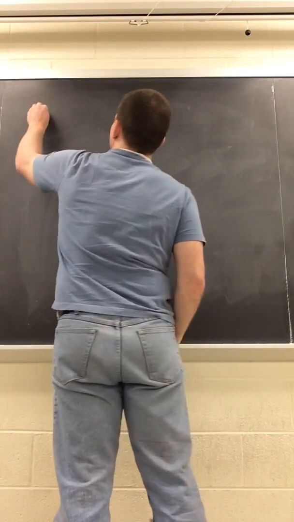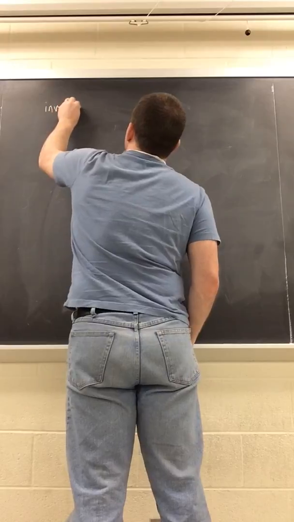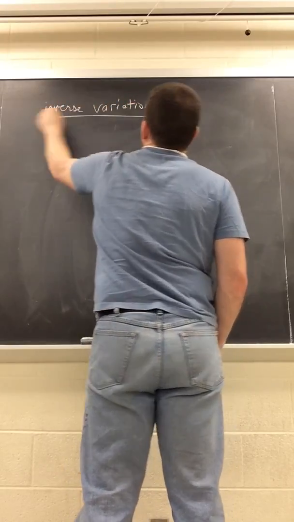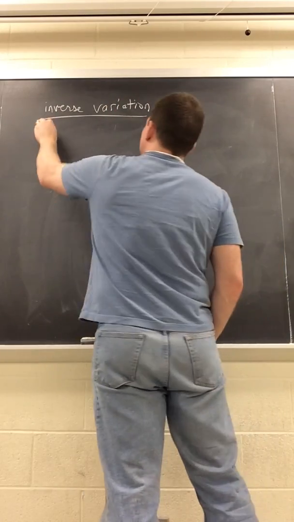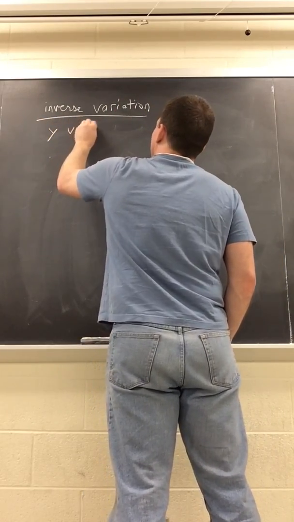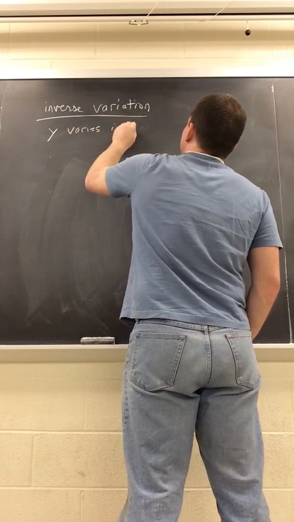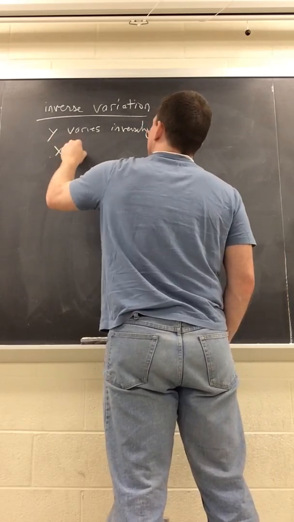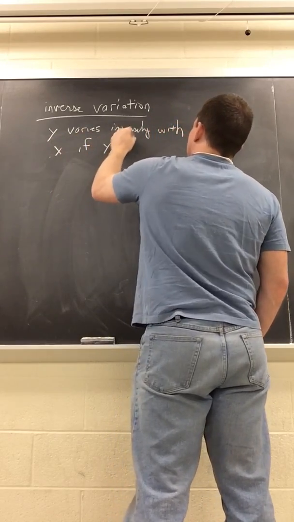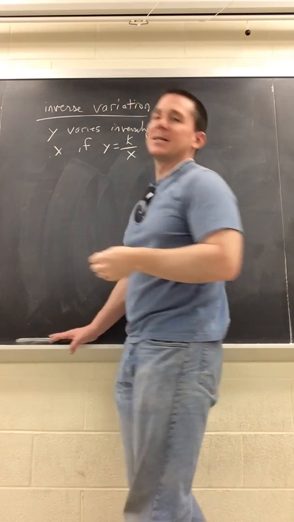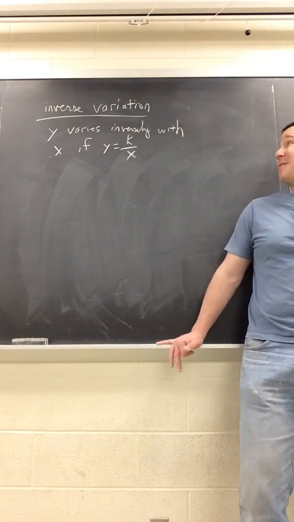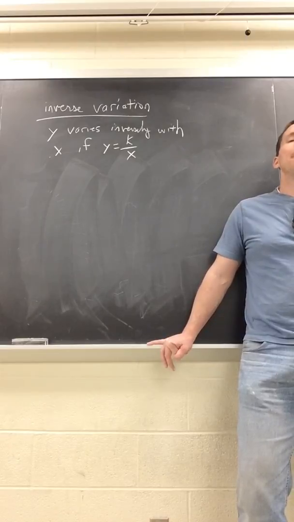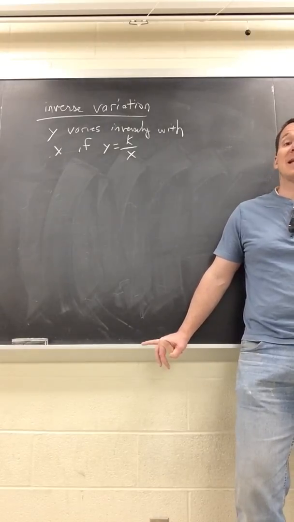The next thing we want to talk about is what's called inverse variation. As far as the definition goes, y varies inversely with x if y equals k divided by x. Essentially, direct variation means multiplication, inverse variation means division. But other than that, everything is the exact same.